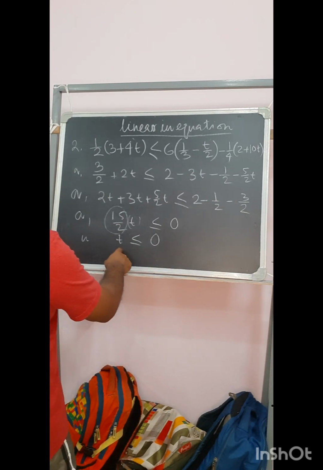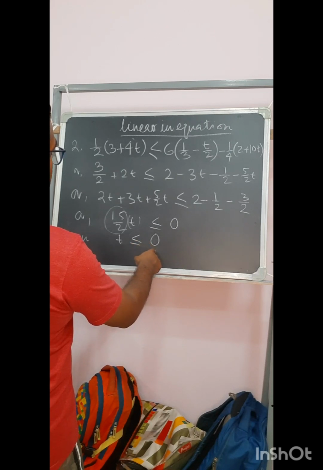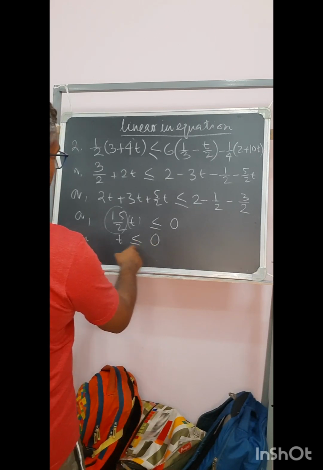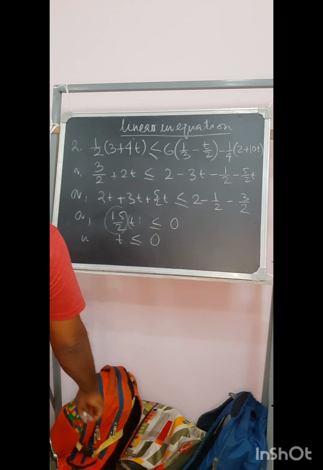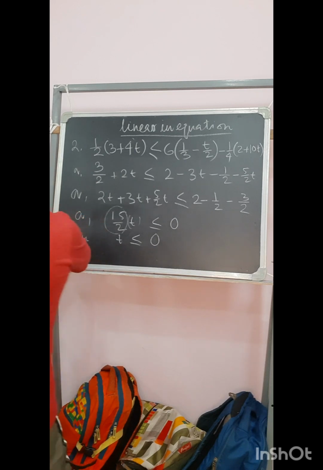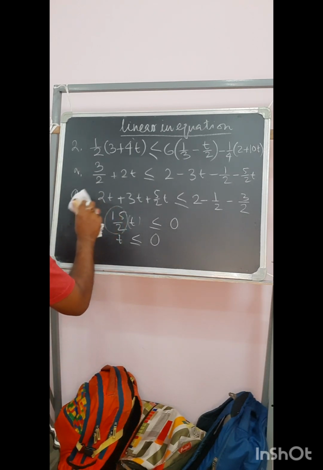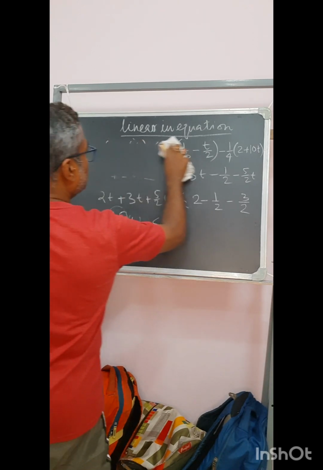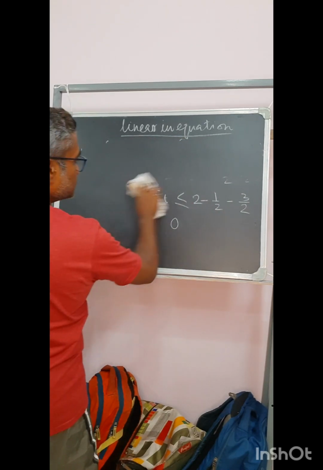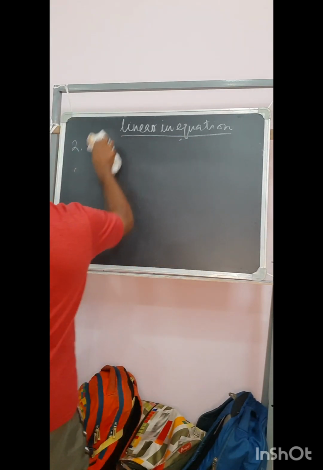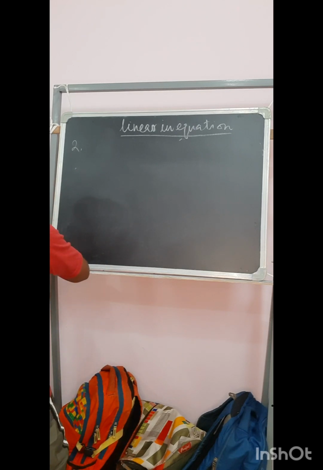So t must be such a value which is either equal to 0 or any value on the negative side, which will satisfy this expression. So this is the inequation. I will take more, because there are different kinds of problems which need some understanding. So I will show all kinds of such problems. Okay, moving to the next problem.